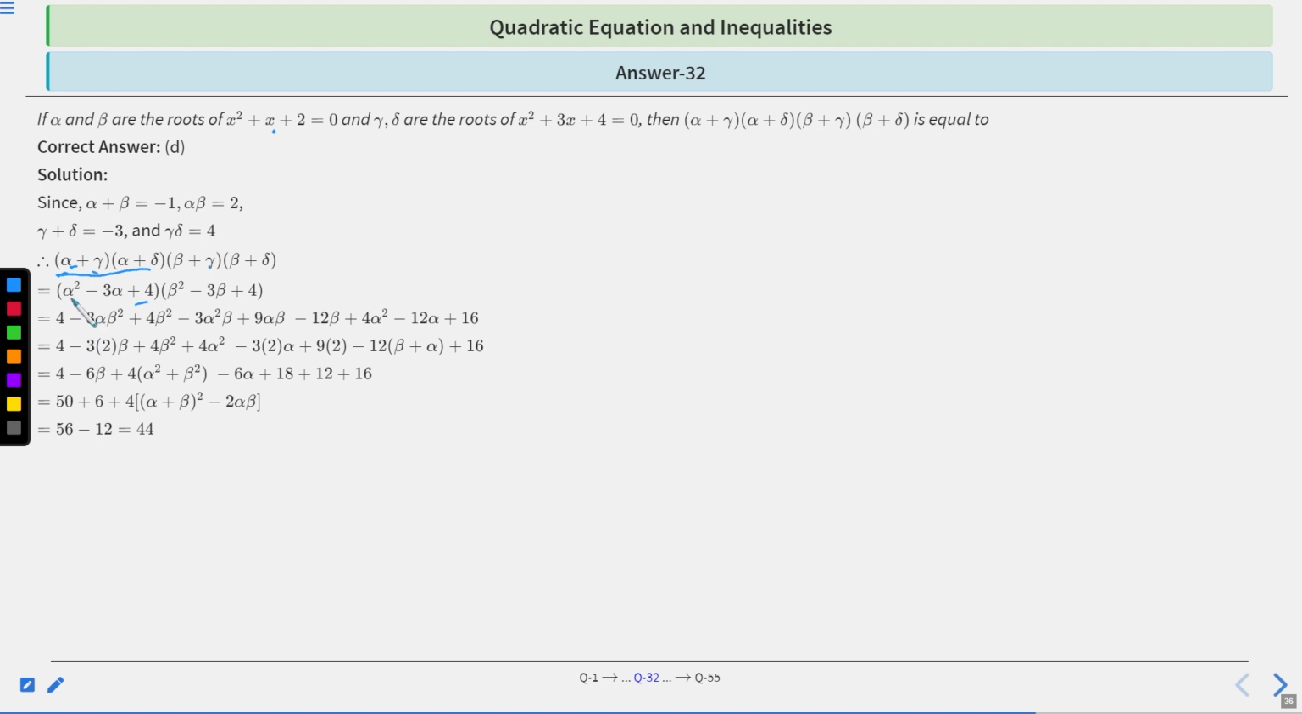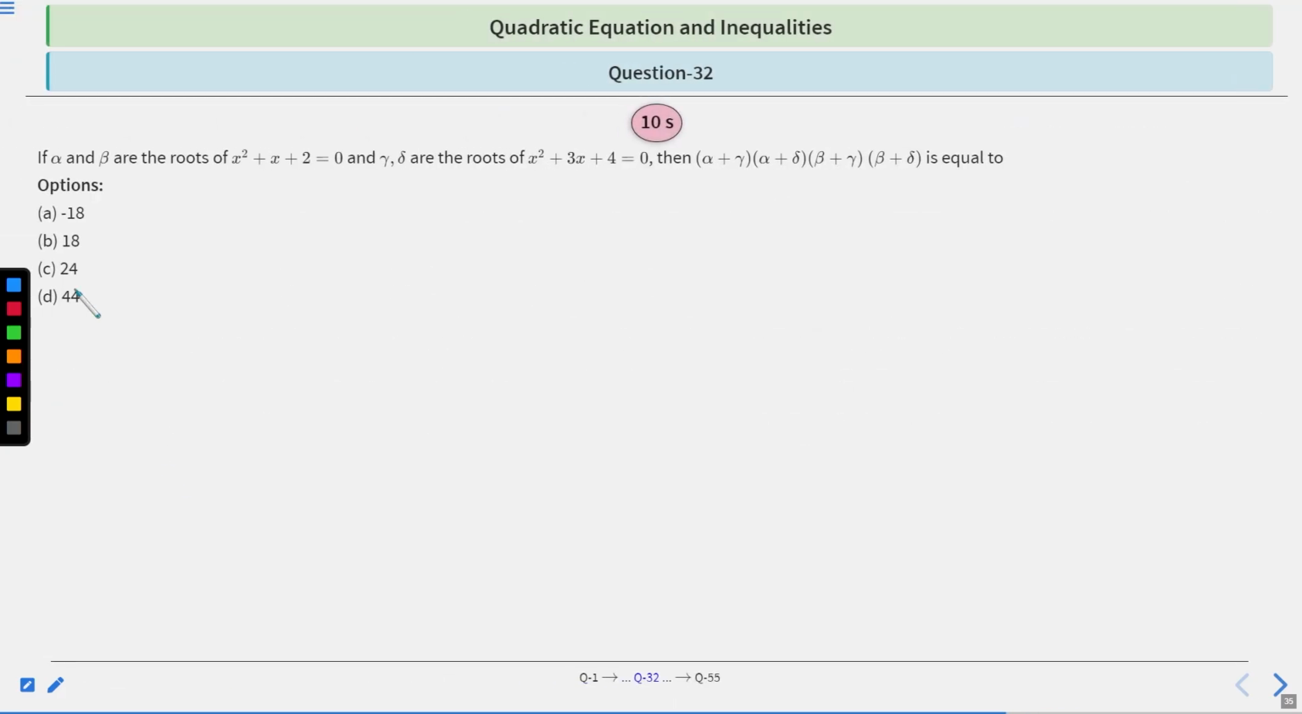Now, after expanding this multiplication, we will get this term, right? And convert all the terms in alpha plus beta and alpha beta, right? Clear? So finally, we get 50 plus 6 plus 4 times alpha plus beta whole square minus 2 alpha beta, right? And we know alpha plus beta and alpha beta. Clear? After putting this, we get the value of this expression as 44. So option D is the right choice.